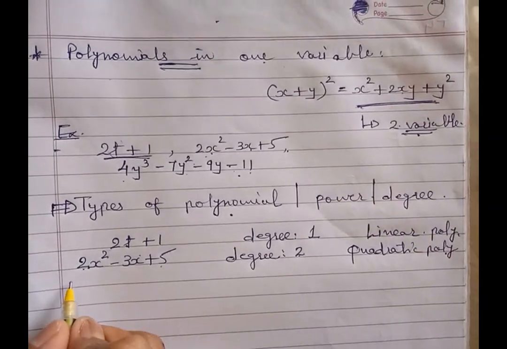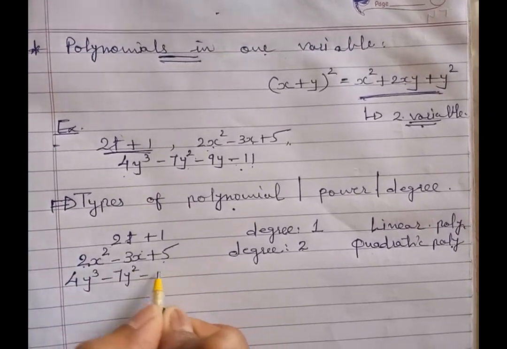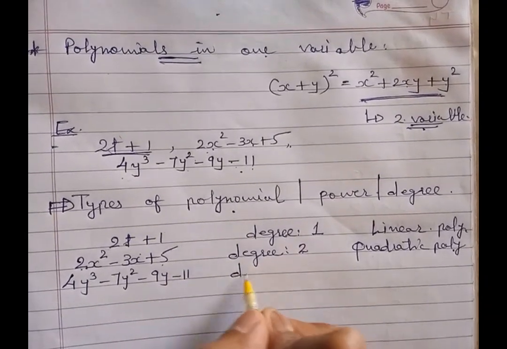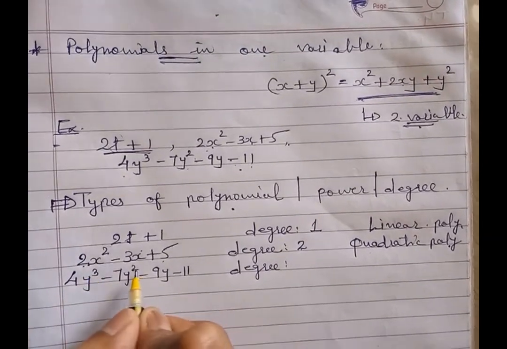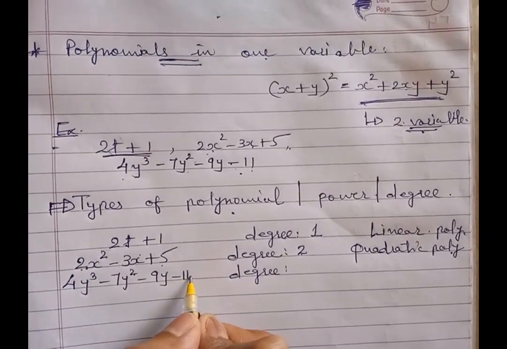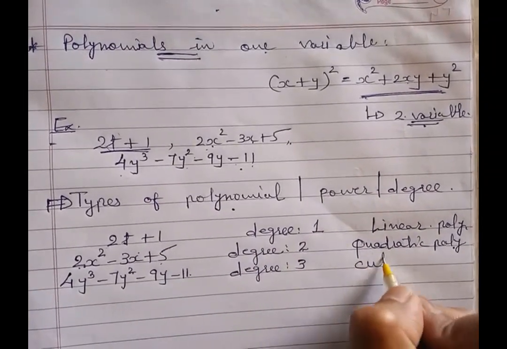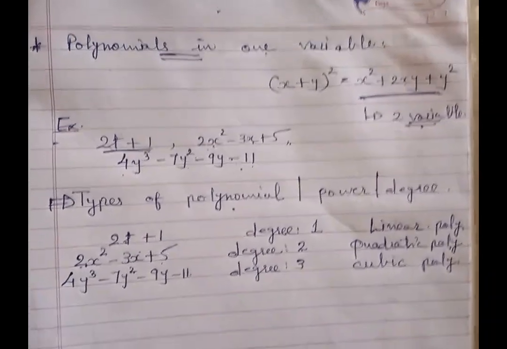Right. Now see the third one. 4y cube minus 7y square minus 9y minus 11. Now what is the highest degree? Highest degree is 3. Here 2, here 1, here 0. That means the highest degree is 3. When the highest degree is 3, then it is known as cubic polynomial.